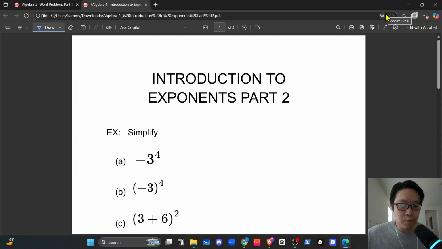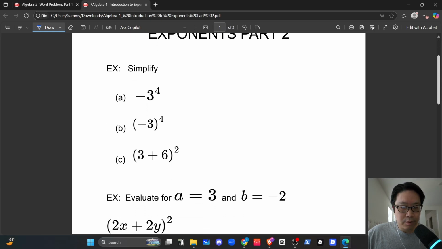Hi, in this one, we're going to go over some more examples of exponents. Last time we went over a couple of examples for exponents, and this time we're going to go over some more examples. So let's start with A.